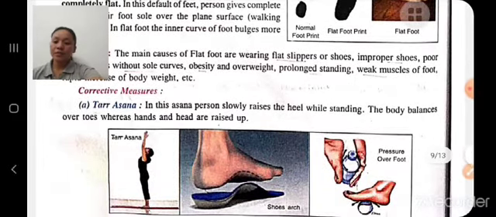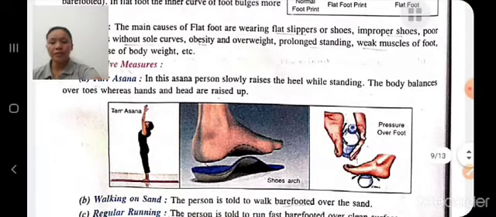Next, corrective measures. You can correct your flat foot through Tadasana, sole arch exercises, pressure over the foot, etc.